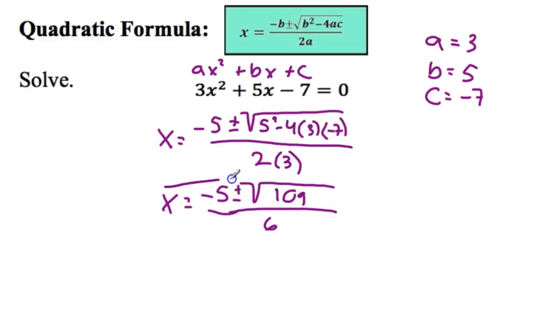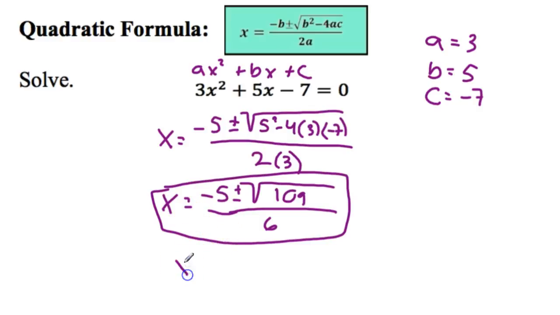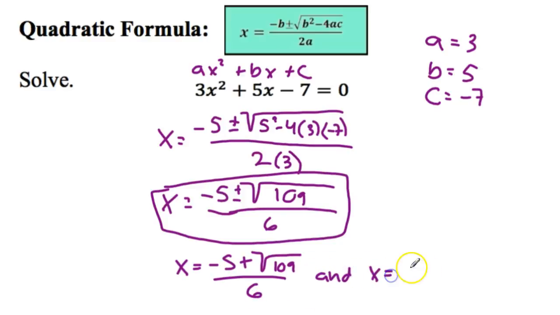All right. So this right here, this is actually your answer. Believe it or not, it's an ugly monster, but that's your answer. And it's actually two things, right? So x equals, the first one would be minus 5 plus the square root of 109 divided by 6. That's your first answer. And the second one is x equals negative 5 minus the square root of 109 divided by 6. Okay, so these are your two answers.